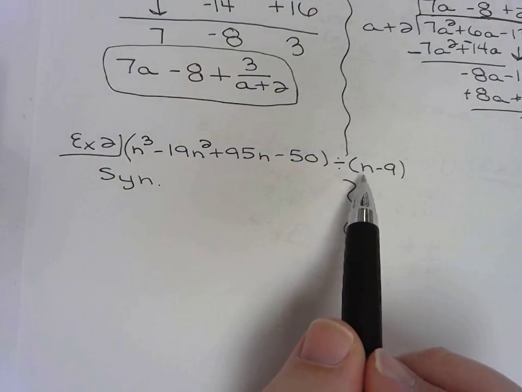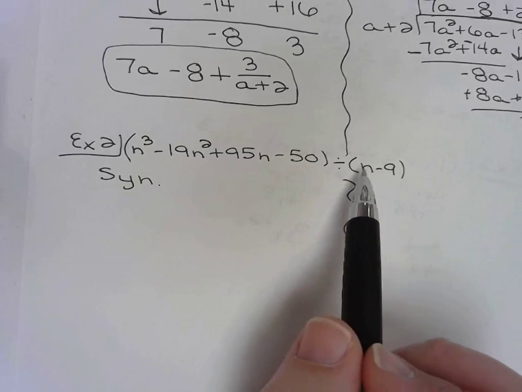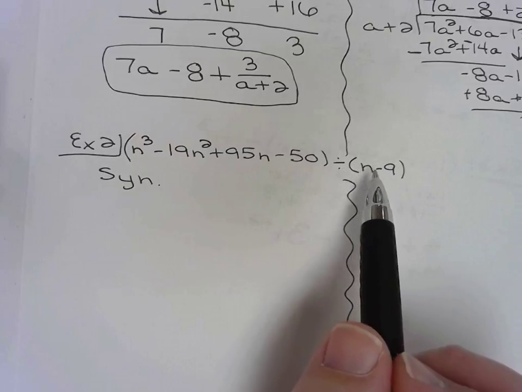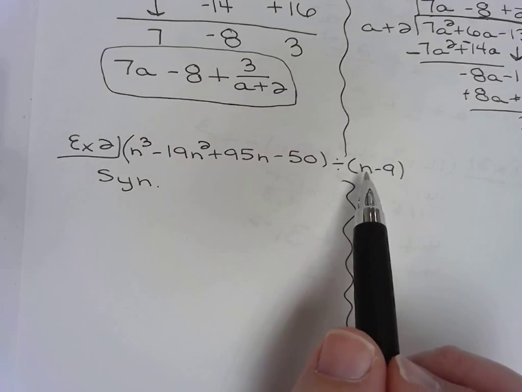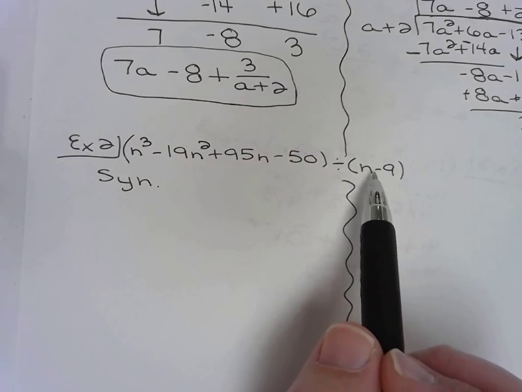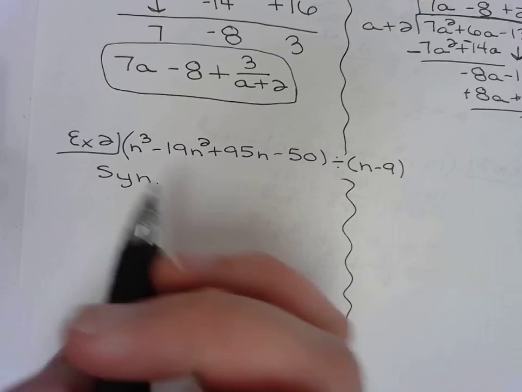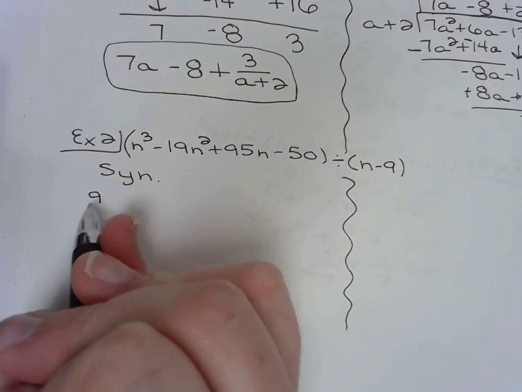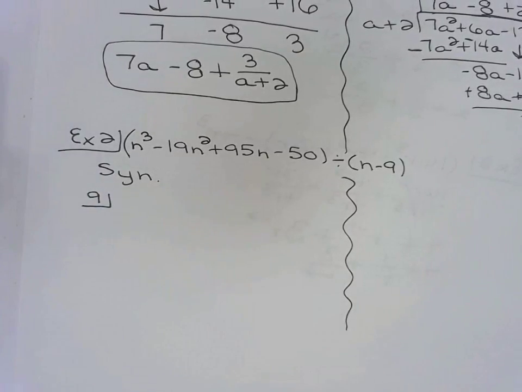You can only do synthetic if it's x and a number. You can't have a number in front of the variable, so it couldn't be like 2n minus 9. That's the downside with synthetic. But for this unit, you're always going to be able to use synthetic. So this is just n minus 9. Start with your box. It's the opposite. So if it's a negative 9, it's a positive 9 in the box.